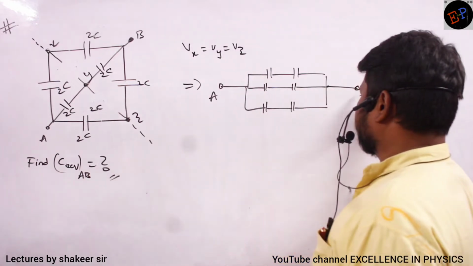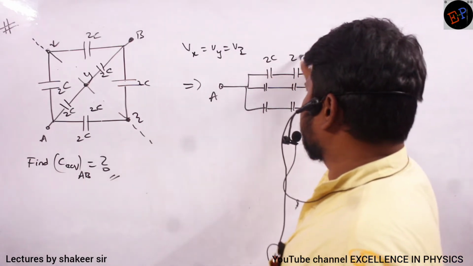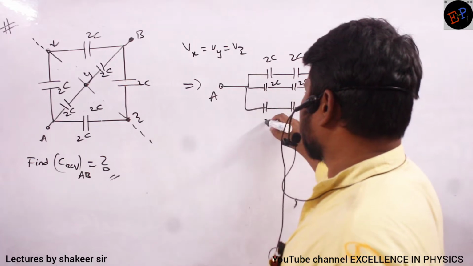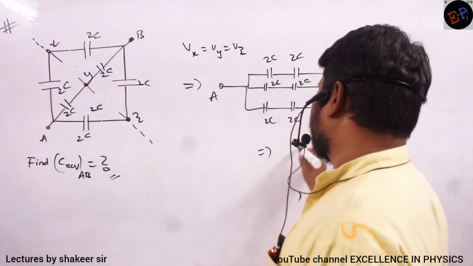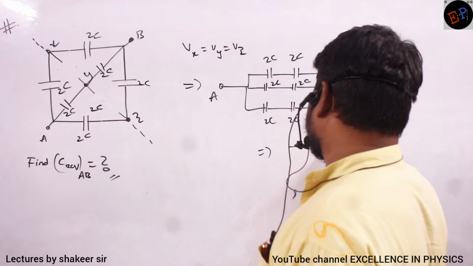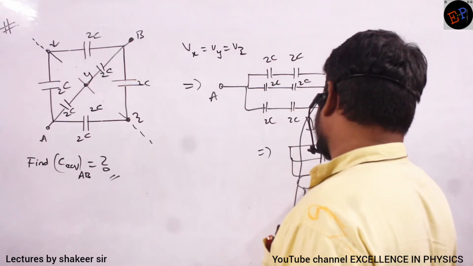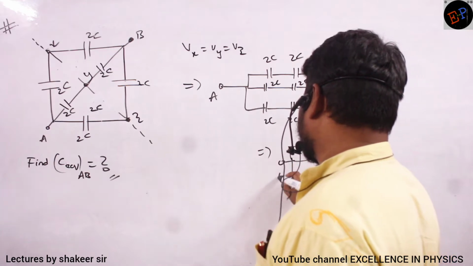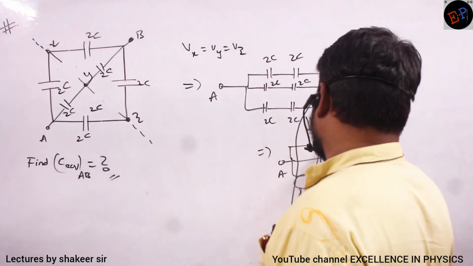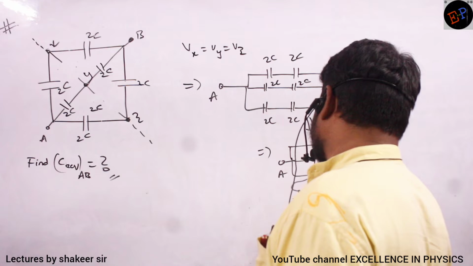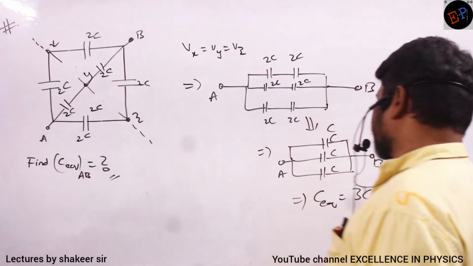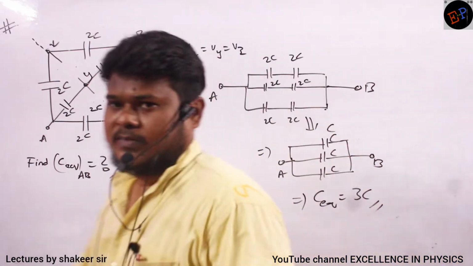Point A, point B, clear? So 2C, 2C, 2C, 2C, 2C, 2C. So again I can convert this one like this: C, C, C. So therefore, C equivalent is how much? 3C. That's it.